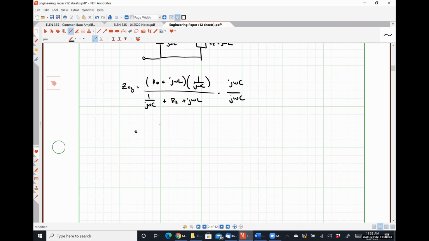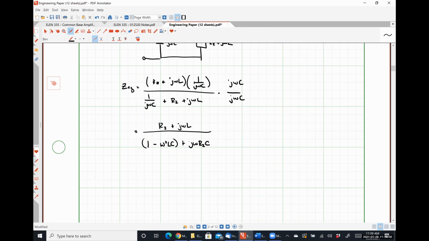All right, so in my numerator then, that's simply going to be R2 plus j omega L. But here in my denominator, I'm going to have 1 minus omega squared LC plus j omega R2C. Did I do my algebra correct here? Anybody?